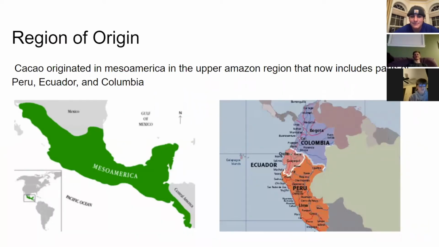Regions of origin. Cacao originated in Mesoamerica in the upper Amazon region that now includes parts of Peru, Ecuador, and Colombia.